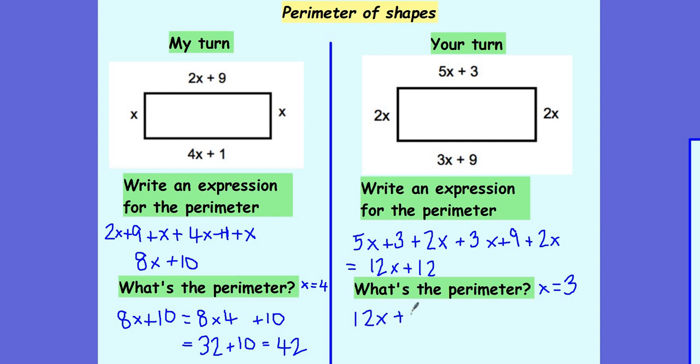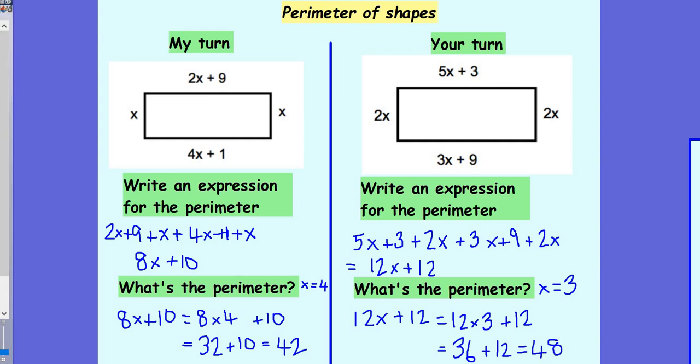But we previously worked out that x was equal to 3. So that's going to be 12 times 3 plus 12. Cassia, what's 12 times 3? 36, thank you. 36 plus 12 gives me 48. Please make sure you've got this example in your dark blue book.